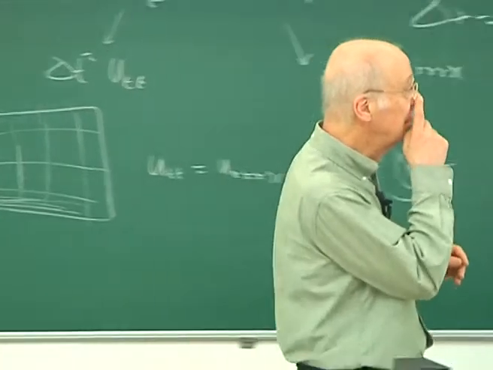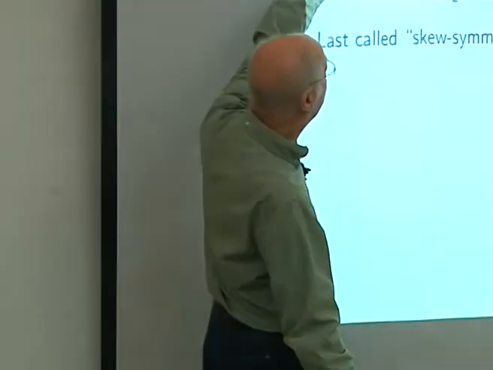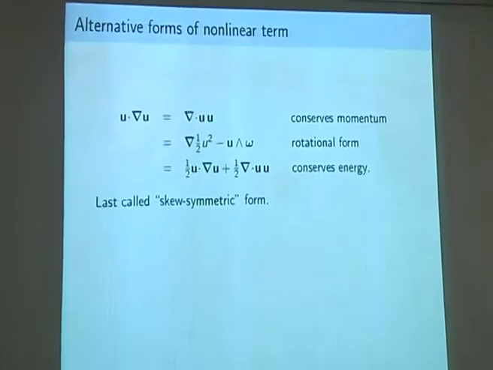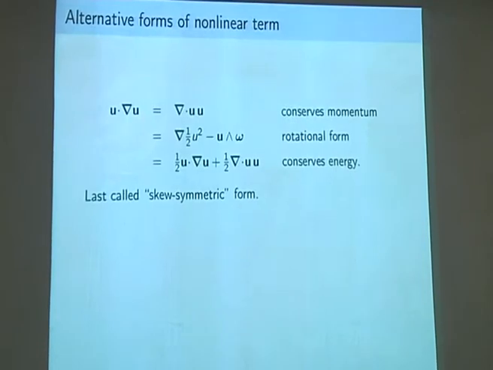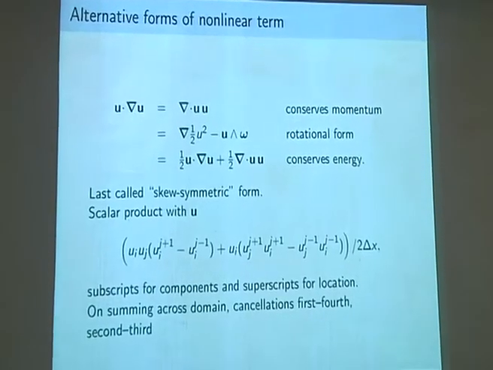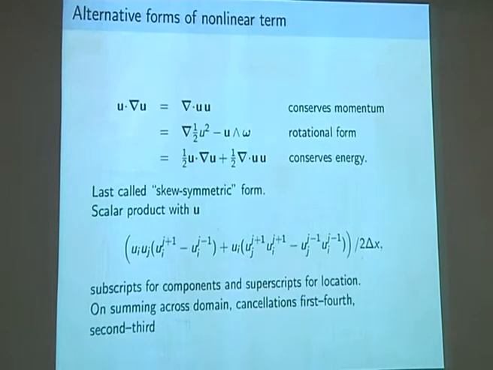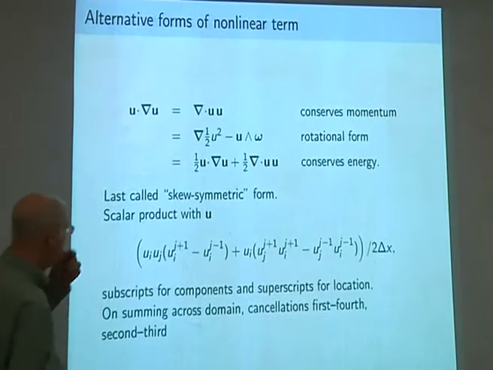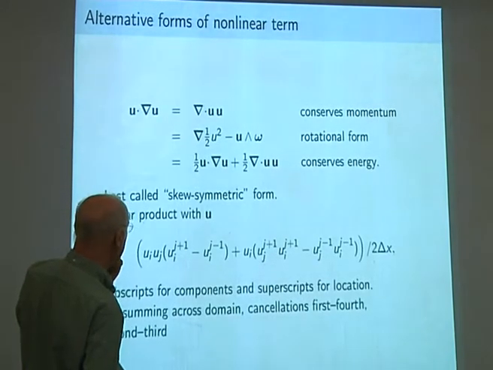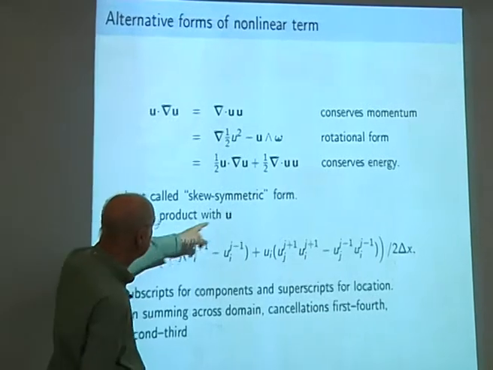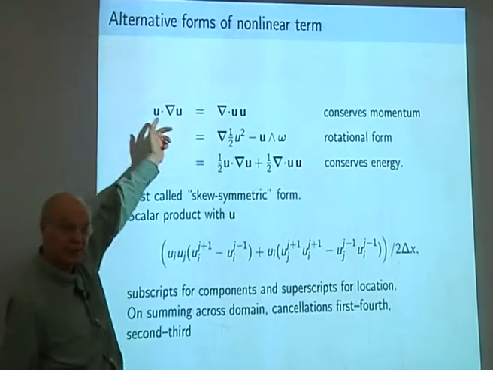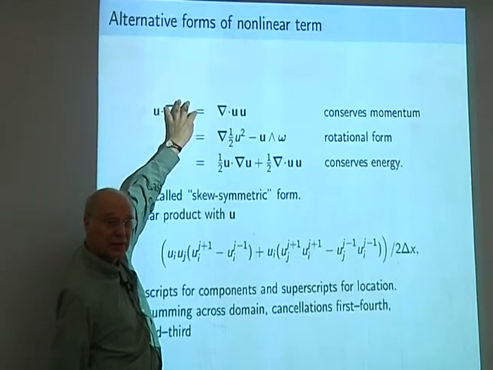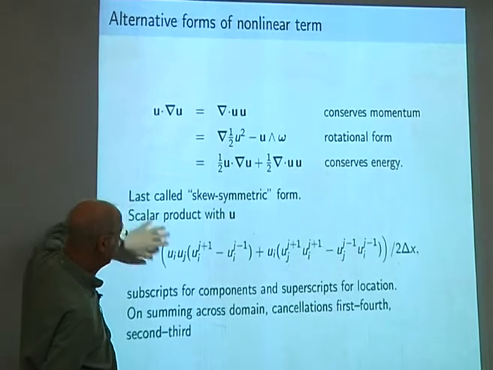And then this strange half of the first term plus half of this term conserves energy. It's called the skew symmetric form, that last form, and I challenge you to work this out. If you take a scalar product of this, that's how we form the energy equation. We take U dot with this to get the kinetic energy expression. Then you get this now.